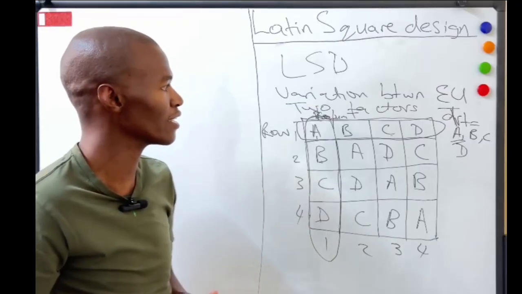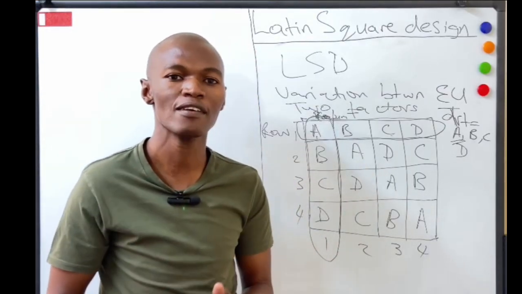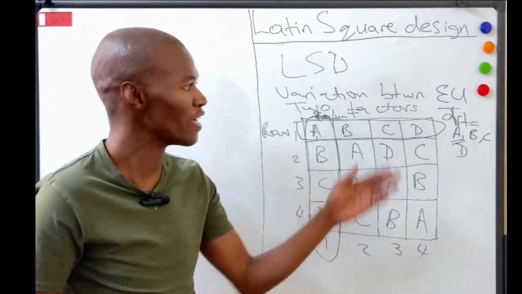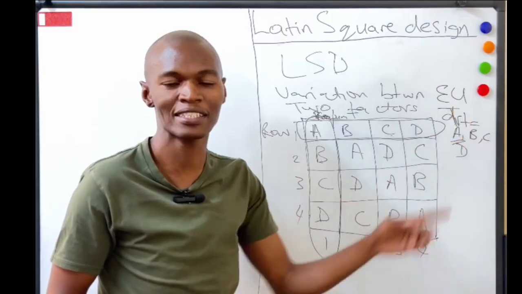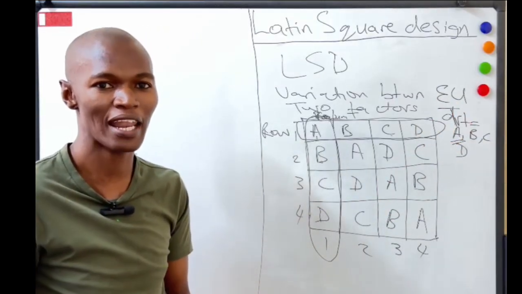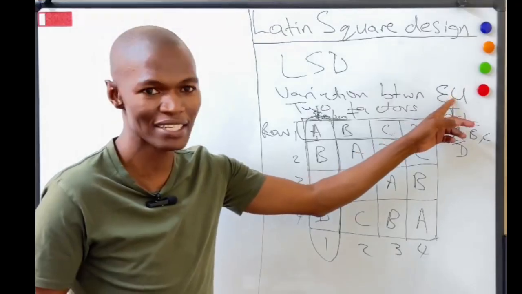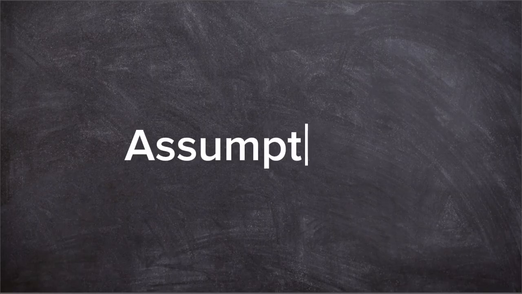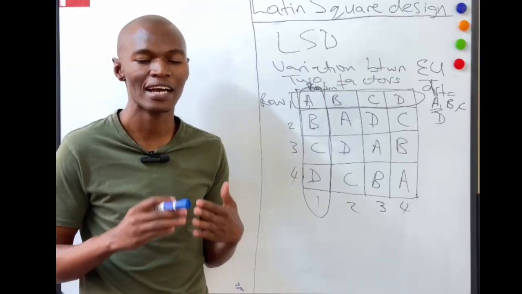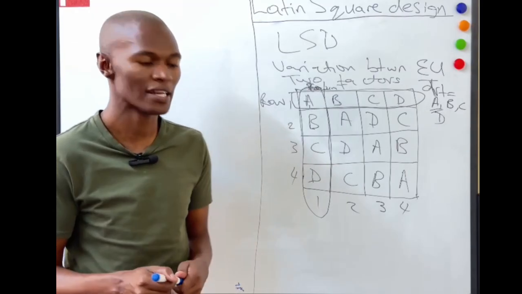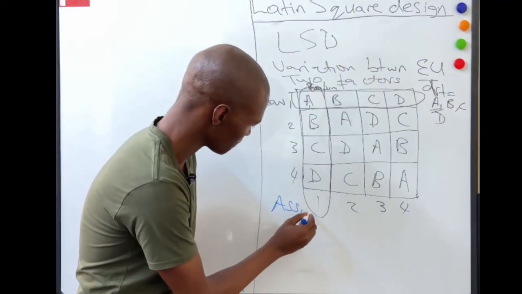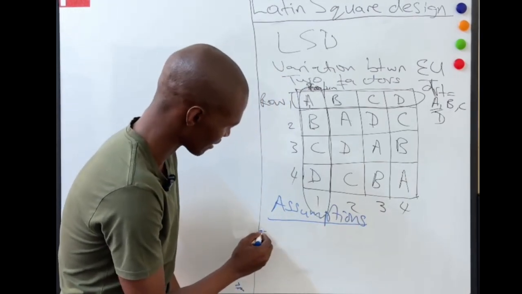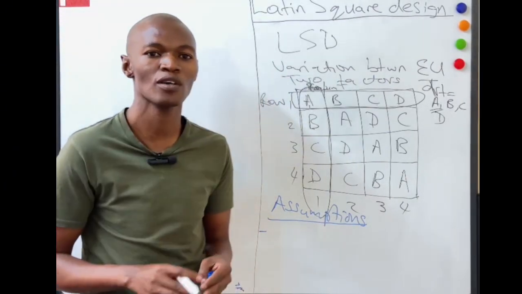So in the Latin square design, once you observe two variations in your experimental units, and we always emphasize that the experimental unit is where the treatment will be applied, once you see that variation in two directions, you have to apply the Latin square design. In the Latin square design, like the other designs, we have assumptions. So our assumptions of the experimental design: the first assumption that we have here is homogeneity.